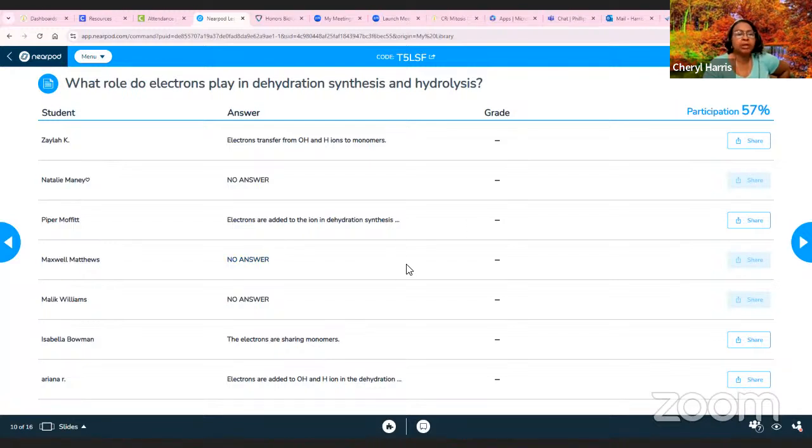Participate, participate. All right, electrons transfer from OH and OH ions to the monomers. That's a good answer. Electrons are added by dehydration synthesis. All right, they're actually removed by dehydration. They're added by hydrolysis. So, Piper, you want to change that word dehydration to hydrolysis? Because when we add them, we remove them during dehydration synthesis.